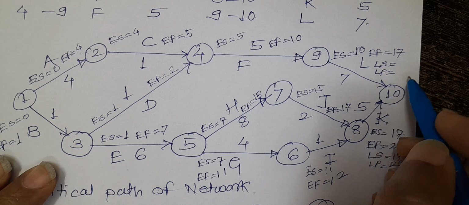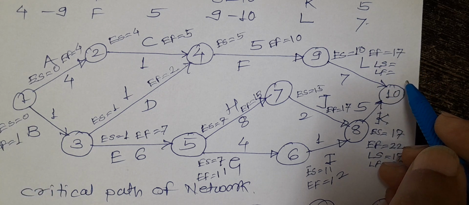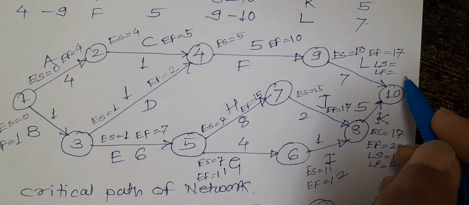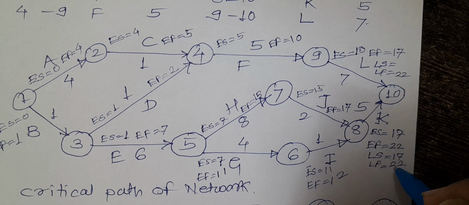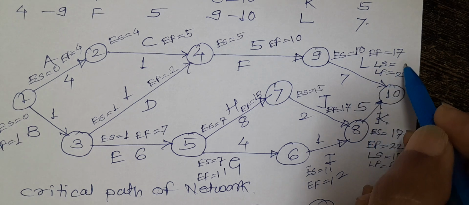Latest finish for this activity is, the successors are activity number 9 and 10. What is the latest finish for this activity? It is 22. Latest finish for this activity is 22. And what is the latest start? 22 minus 7, it is 15.